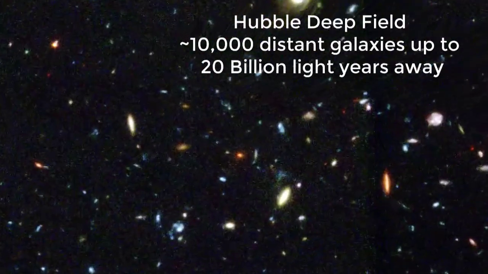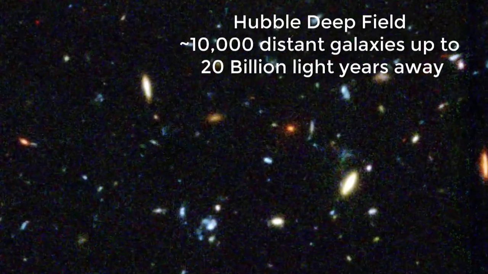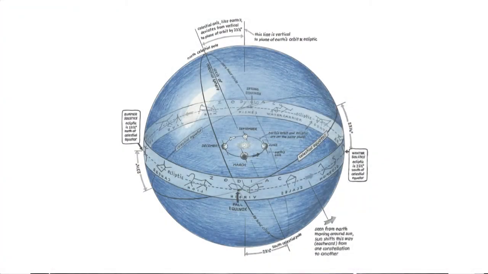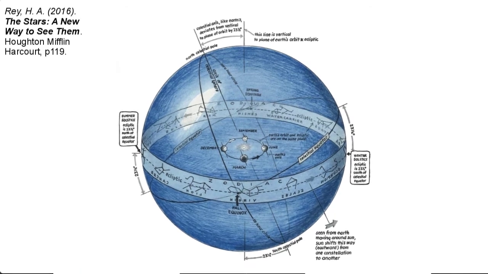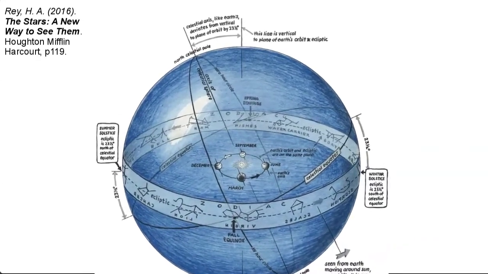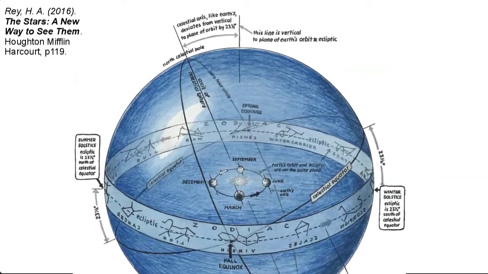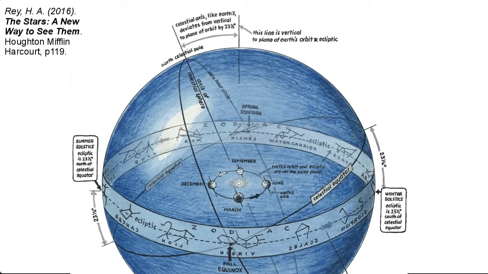Now, what I want to do is start talking about specifically the ecliptic plane and what that all means and how we're going to use the ecliptic plane. And that is right here. I got this out of a great book by H.A. Rey. H.A. Rey is the guy that wrote Curious George, but he also wrote a fantastic book about the stars that I highly recommend. It's How I Learned About the Stars.